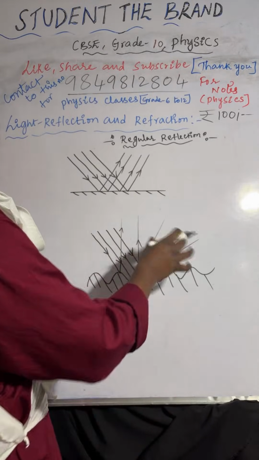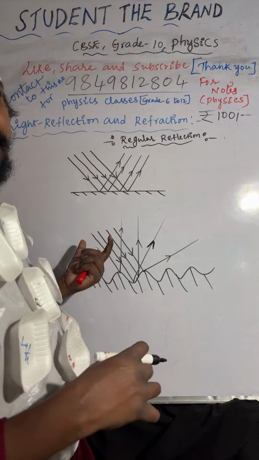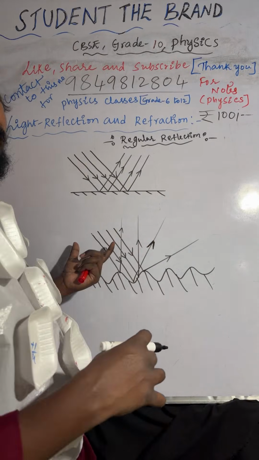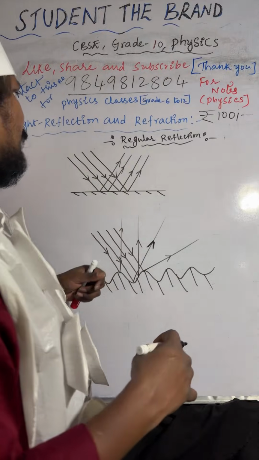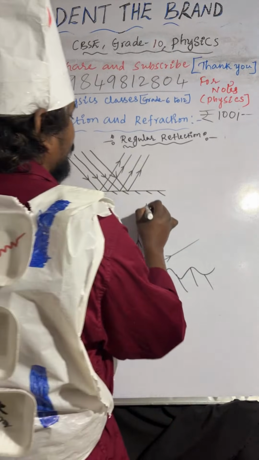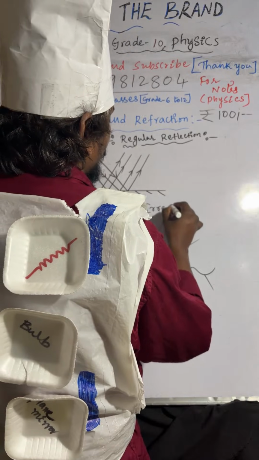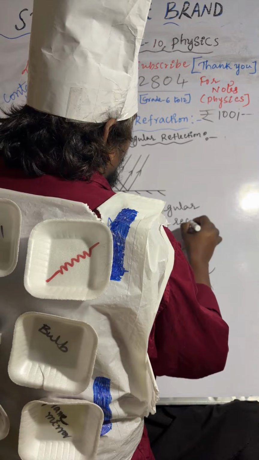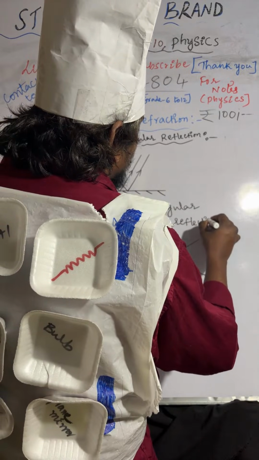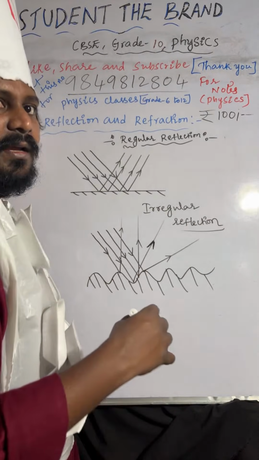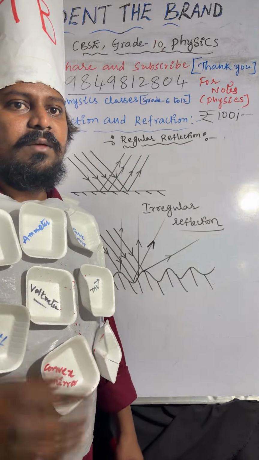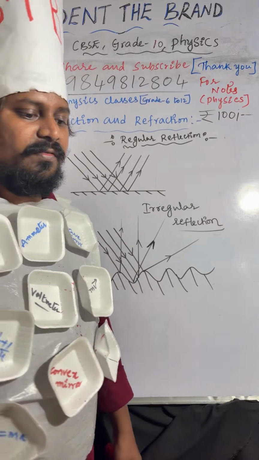Okay, regular reflection and irregular reflection. Incident light rays are parallel but reflected light rays are not parallel to each other. This type of reflection is called irregular reflection or diffused reflection. Okay, diffused reflection. So I hope it is very clear. So this is about regular reflection and irregular reflection.